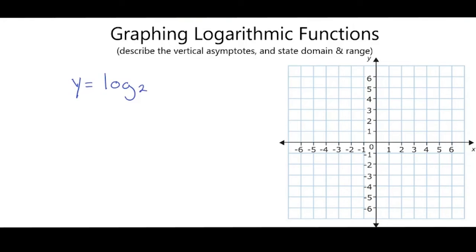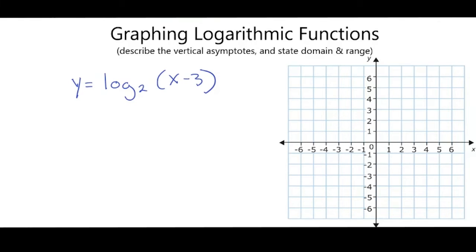Hello again. Today we're going to be graphing logarithmic functions, all right? And we are also told to describe the vertical asymptote and state the domain and range. We're going to graph this logarithmic function: y equals log base 2 of (x minus 3).